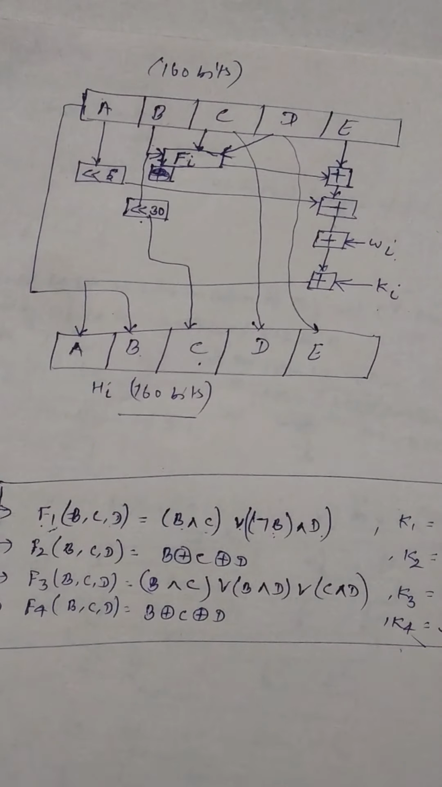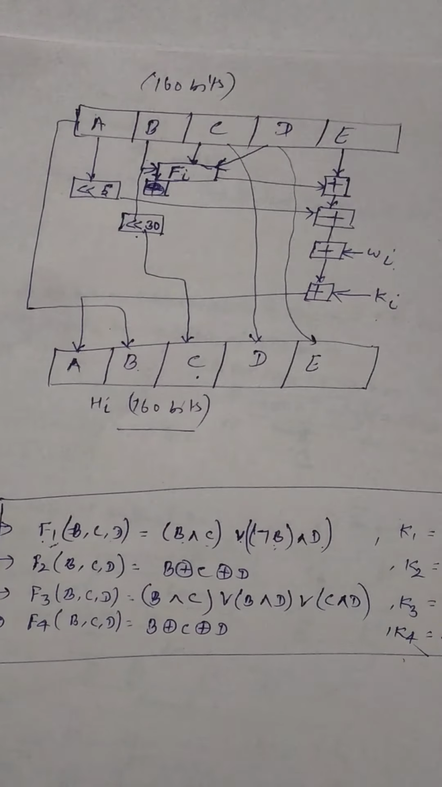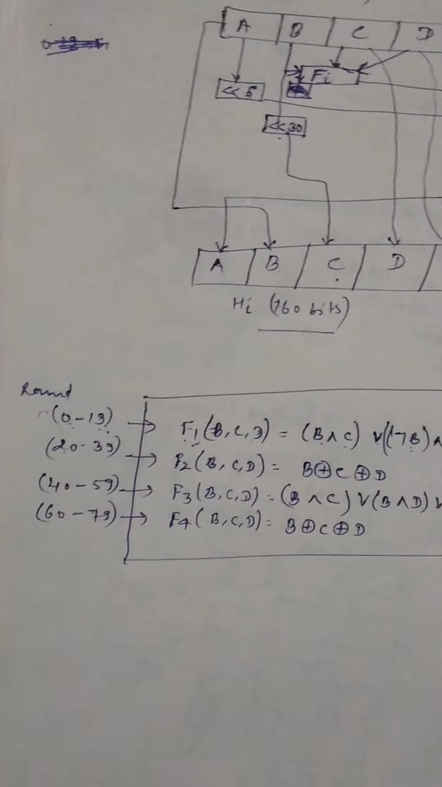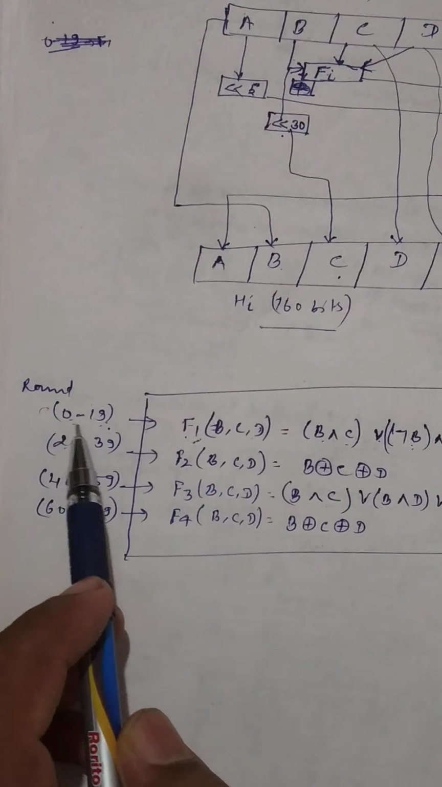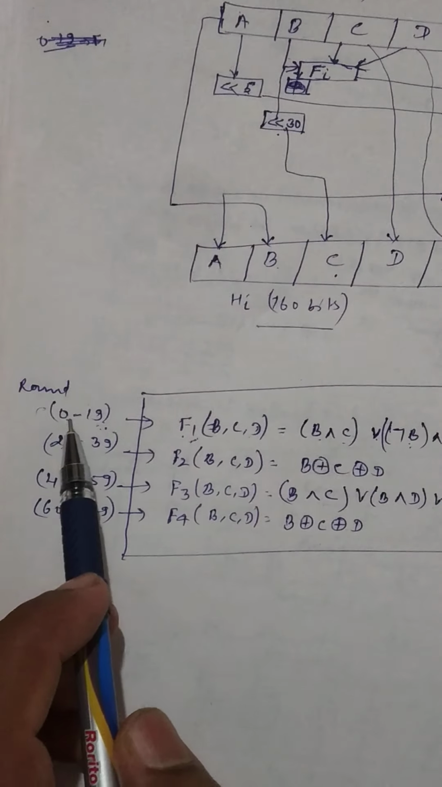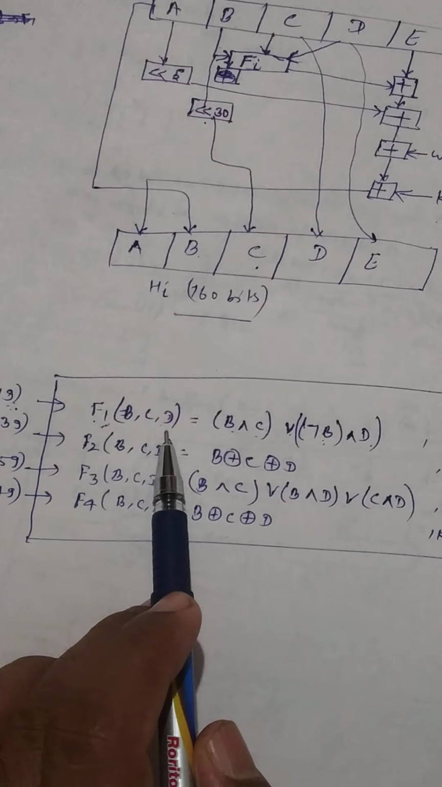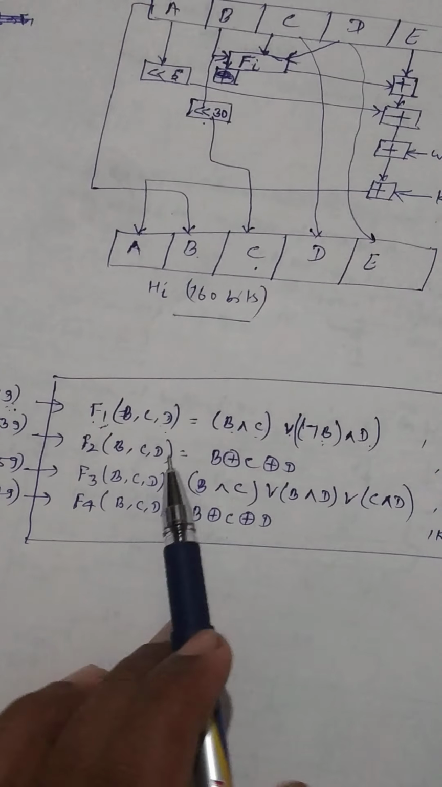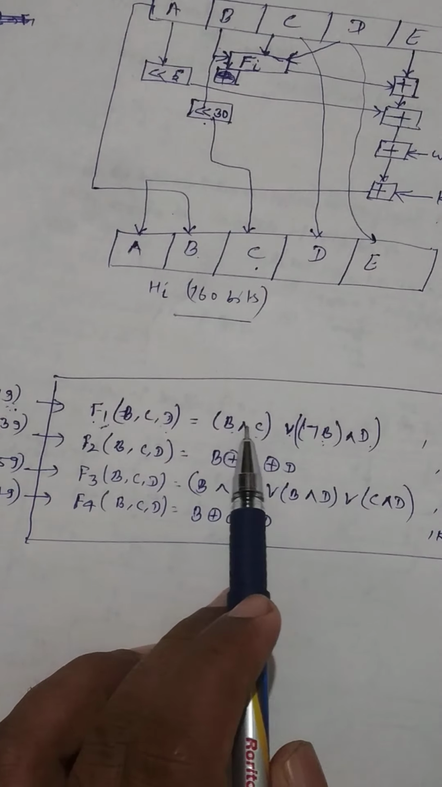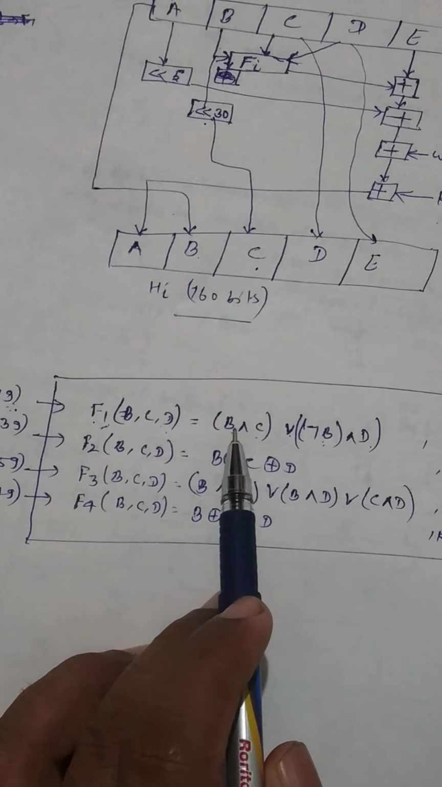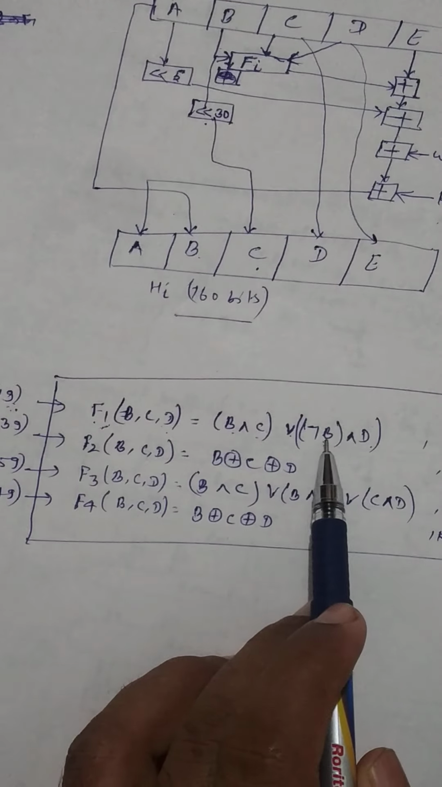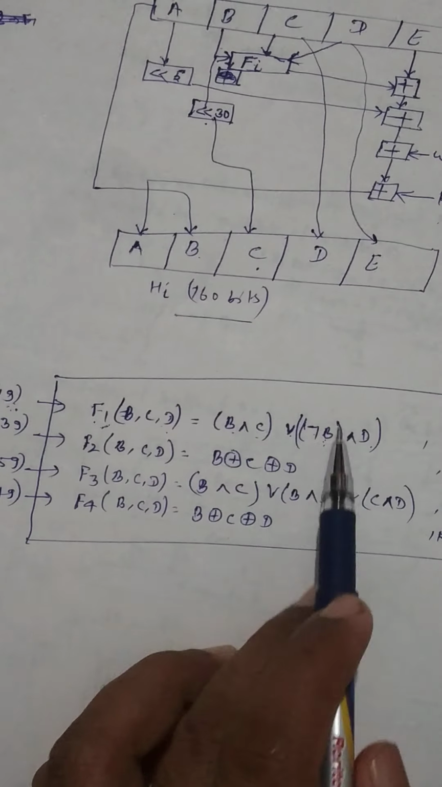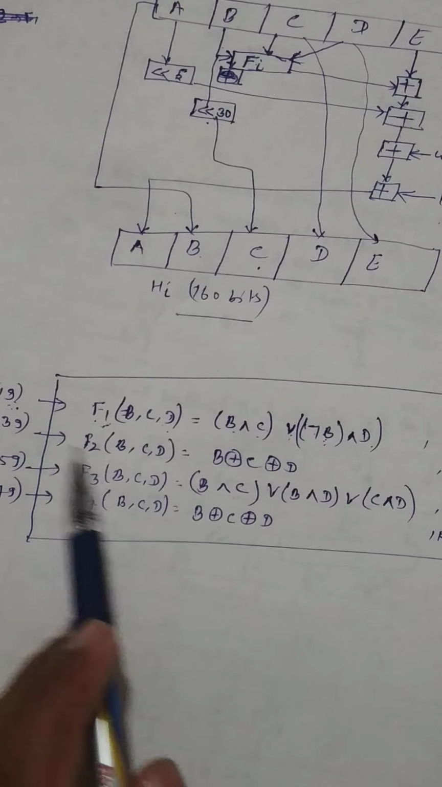Now what we are doing? We are taking this function value, some function we are also applying. So for round 0 to 19, for the initial 20 rounds, we are applying the function F1 on B, C, D. So these are our logical operations that we need to apply. What is this one? B and C will be ANDed, then NOT B will be ANDed with D. Finally we will apply the OR gate in F2 functions.